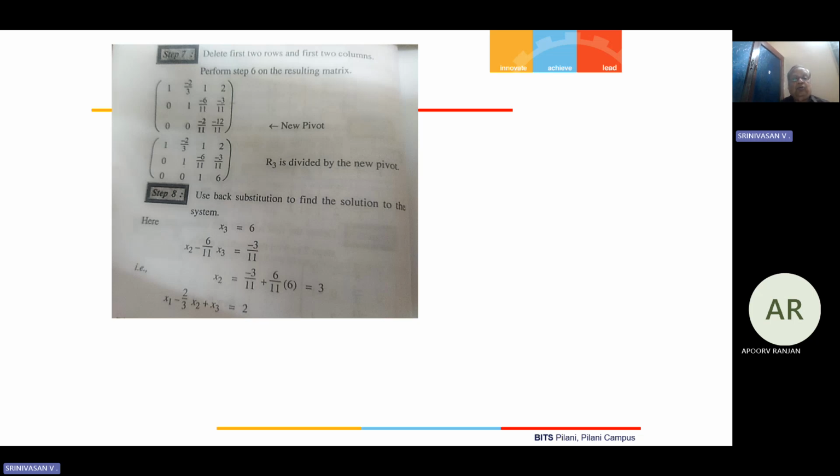After interchanging, we find that the first row is fixed: 1 minus 2/3 1 2. Second is 0 1 minus 6/11 minus 3/11. Oh, this is already done, isn't it? So we don't need to worry about this. We are only bothered about the third one, which is to be divided by the pivot 1. So this is already done. We don't need to change. It's already done.